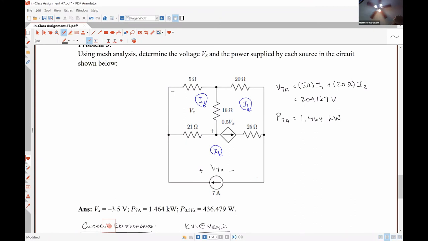Alrighty, what are we going to do to find the power supplied by the dependent source? Well, we need the voltage. Oops, sorry, that's the wrong direction. So we want the current flowing into the negative polarity terminal. So I've labeled a voltage V dependent that I can use. So now, I guess, what path is easiest? Right, I'm going to have to do Kirchhoff's voltage law around some path in order to figure out what that is. Is it just going to be that bottom path with the 21 ohm, 0.5 VX, 25 ohm, and the V7 amp? We could go that route. Yeah, that seems easy enough.